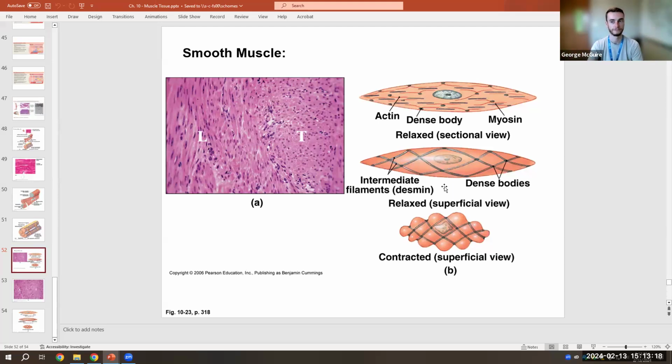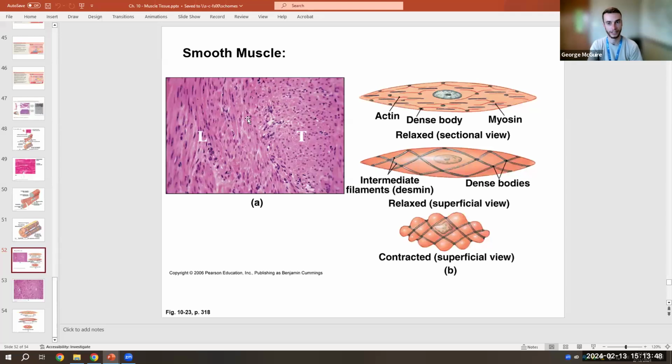So that's what you see here. So we have intermediate filaments, which typically are structural cytoskeletal filaments. They create like the skeleton that these other protein filaments are acting on. Actin is connected to those intermediate filaments at dense bodies. And then we have myosin kind of scattered that is going to pull on those actin filaments, which pulls all of the intermediate filaments towards the center, creating this squished view of the cell.